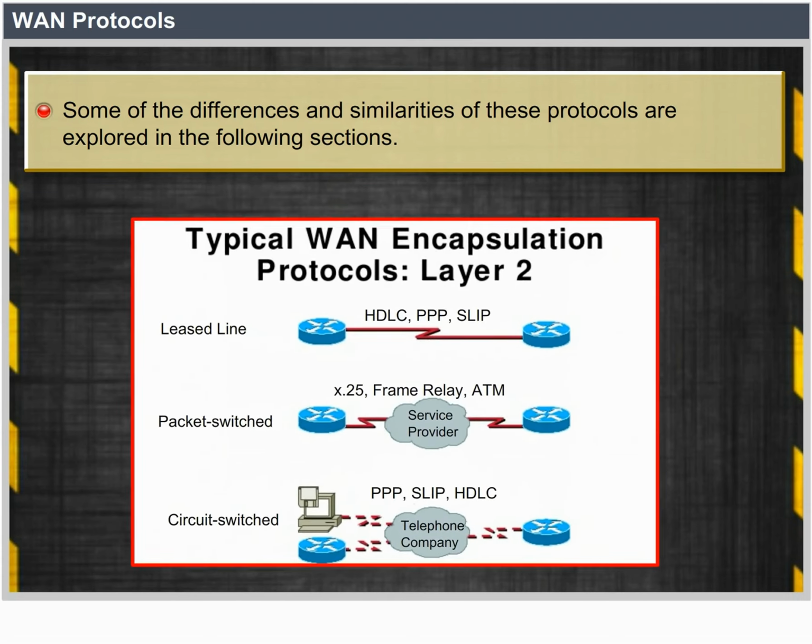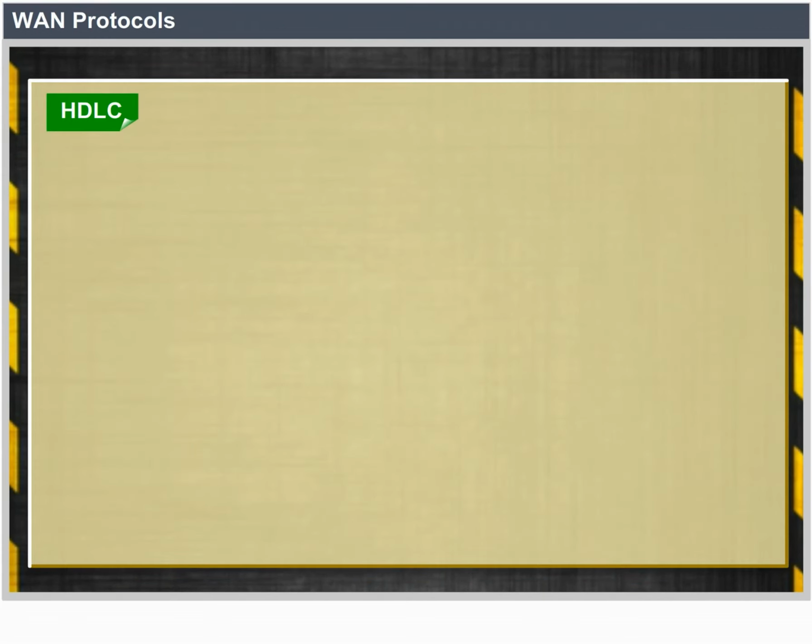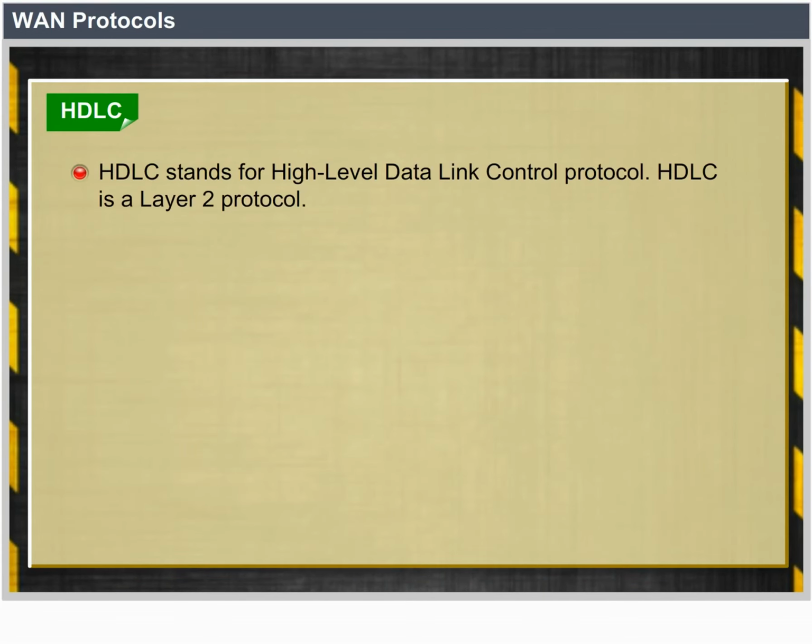HDLC. HDLC stands for High Level Data Link Control Protocol. HDLC is a Layer 2 protocol. HDLC is a simple protocol used to connect point-to-point serial devices.